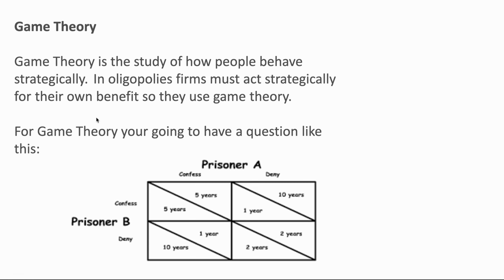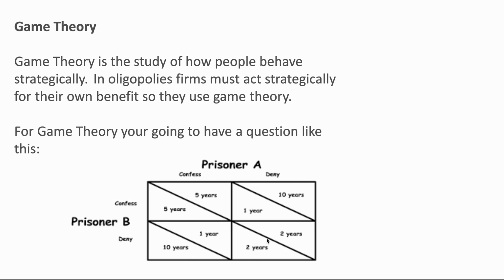For game theory, you're going to have to have questions and situations kind of like this. Let's analyze this. We have prisoner A and prisoner B, and I believe they're both being convicted of the same crime. If prisoner A confesses and prisoner B confesses, they both get 5 years. But if prisoner A confesses and prisoner B denies his involvement, prisoner A gets a year and prisoner B gets 10 years. Let's say prisoner A denies and prisoner B confesses, then prisoner A gets 10 years, prisoner B gets 1 year. But if they both deny, then they both get 2 years.